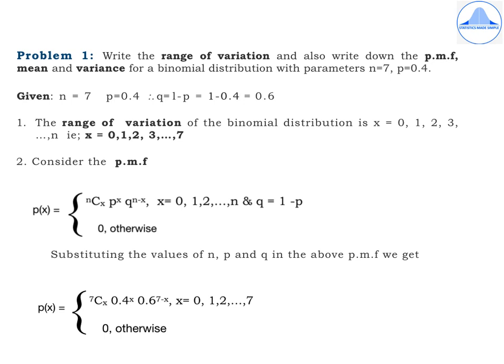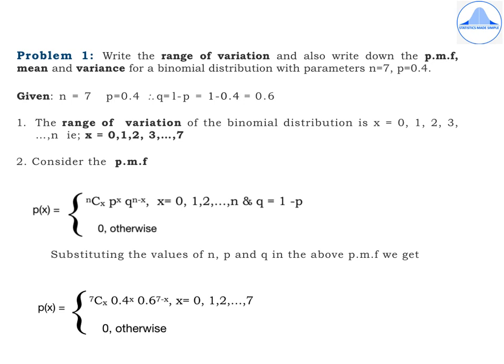The next part of the question says we have to find out what is the PMF. So write the general format. P of x equal to, open the flower bracket, n cx, p to the power x, q to the power n minus x. Then x takes the values 0, 1, 2 so on till n, and q is equal to 1 minus p. In a second line, write 0 otherwise. This is the general PMF formula for the binomial distribution.